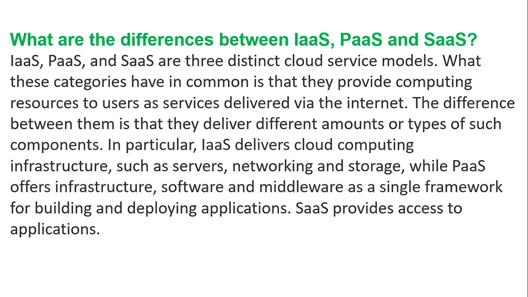In our previous videos, we have seen what is IaaS, what is PaaS, and what is SaaS. Let's understand the difference here. IaaS is infrastructure as a service, PaaS is platform as a service, and SaaS is software as a service. These are the three distinct cloud service models. What these categories have in common is that they provide computing resources to users as a service delivered via the internet. The difference between them is that they deliver different amounts or types of such components.